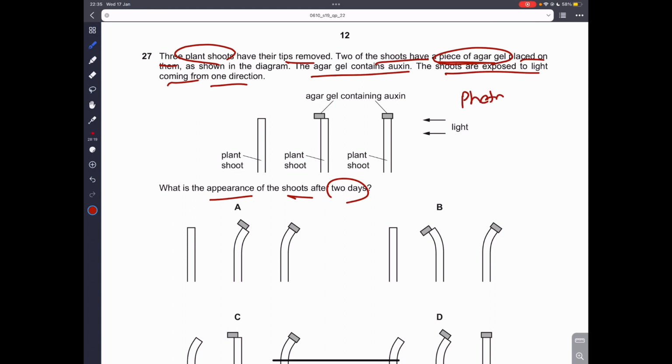Now this is phototropism because we are using light to see the response of plants and how the plants respond to light. Now for this one, we can see the agar gel containing oxygen, right? What will happen to this oxygen? So oxygen is actually going to bend away from the light.